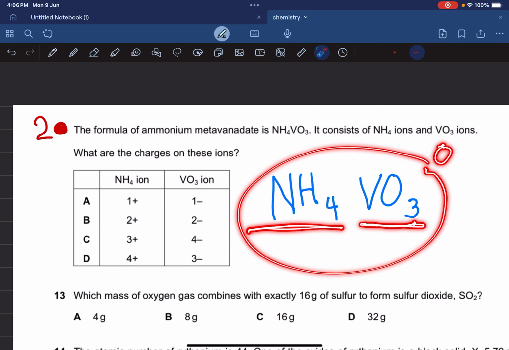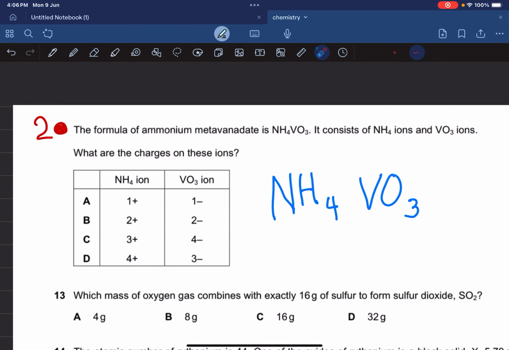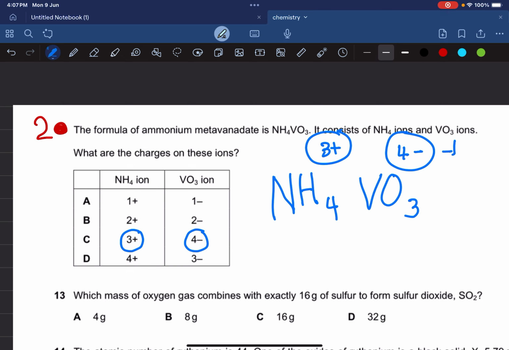Why does it have to be equal? Because the overall charge is 0. You have to get a charge of 0. So in order to get a 0 charge, both of these charges should balance out each other, okay? So option C is telling us that ammonium is 3+ and metavanadate is 4-. How is this possible? If this is 3+ and this is 4-, then both charges don't balance out each other. The overall charge should be negative because you have one more negative thing. The overall charge should be 0. So this is not possible. Now two options are left.